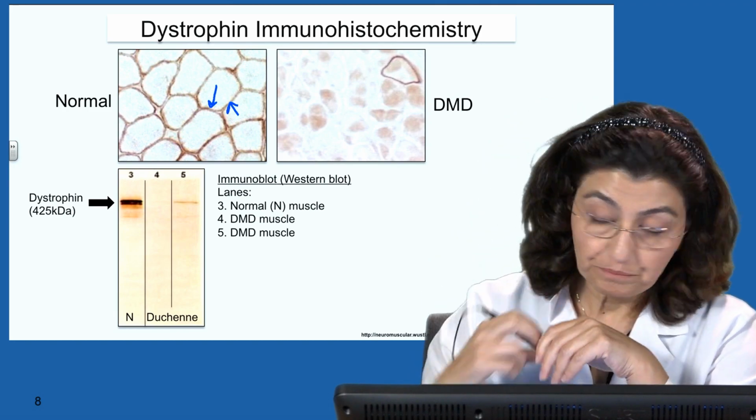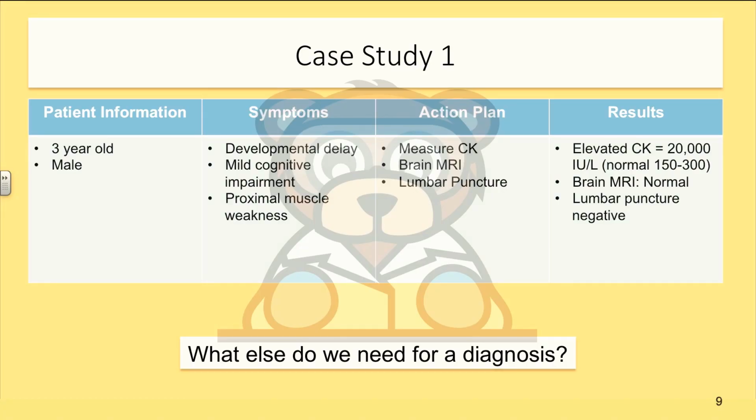We are going back to this case study that we started our first lecture with. By now, you should be able to look at the muscle biopsy from this patient and have an opinion about it. It doesn't necessarily mean that you have to make the particular diagnosis, but you can question yourself: am I seeing what I've been taught throughout the lectures? We have a 3-year-old male, a good setting for Duchenne, with developmental delay, mild cognitive impairment, and proximal muscle weakness.